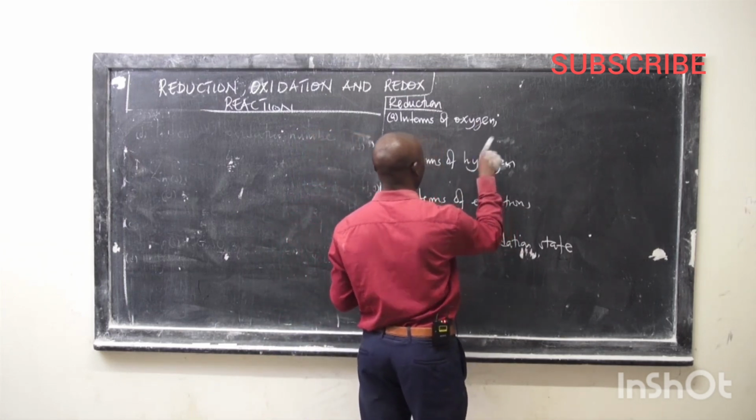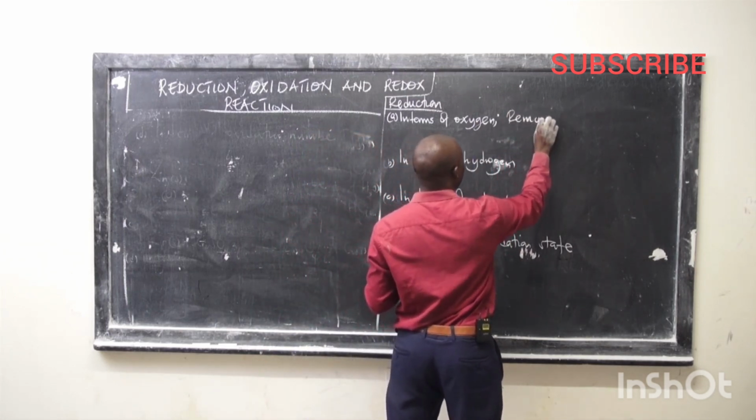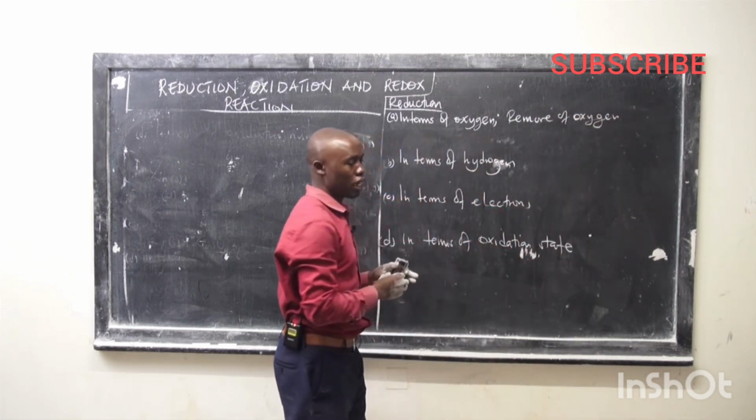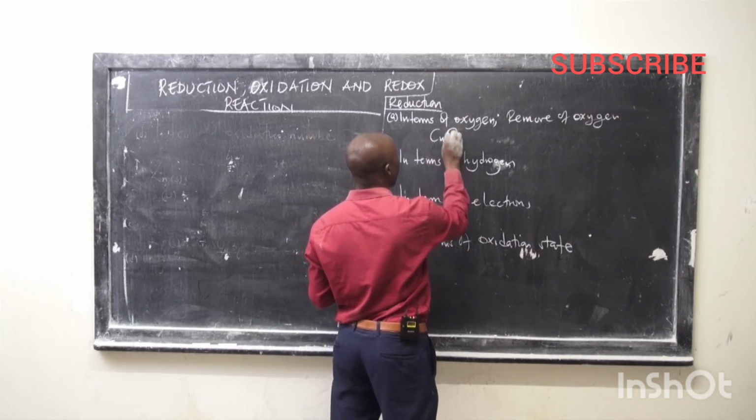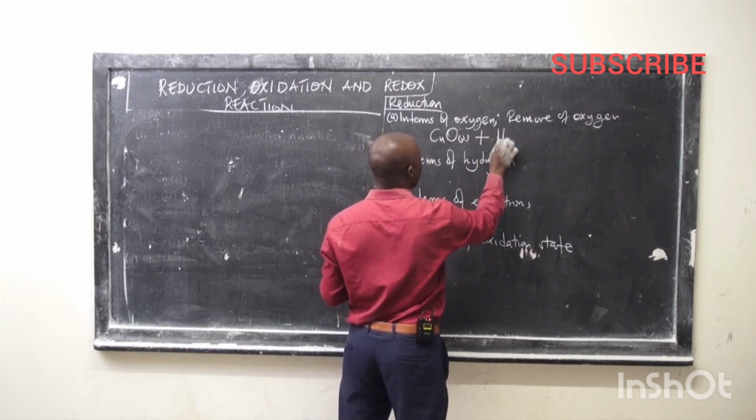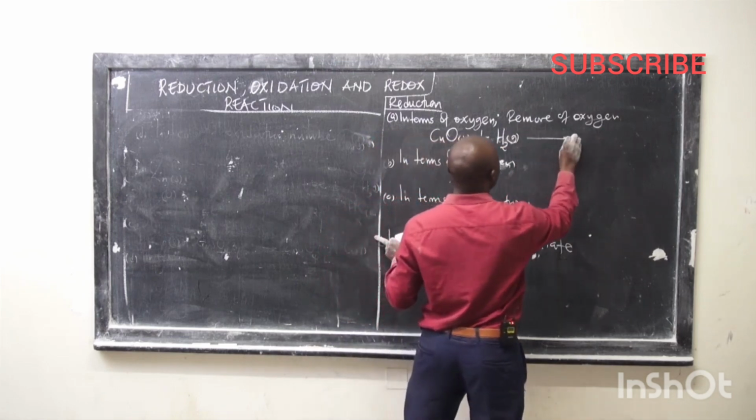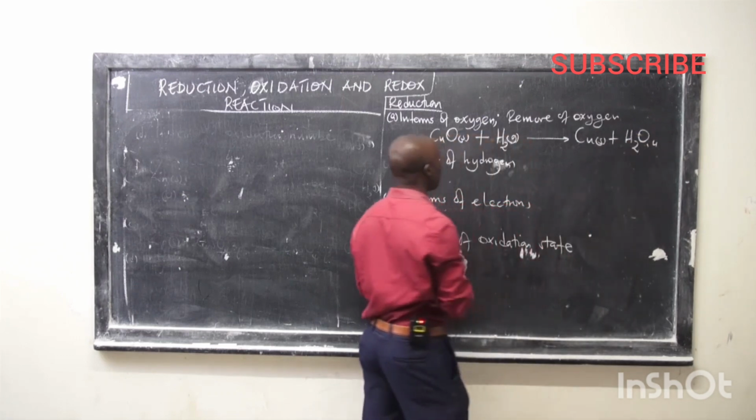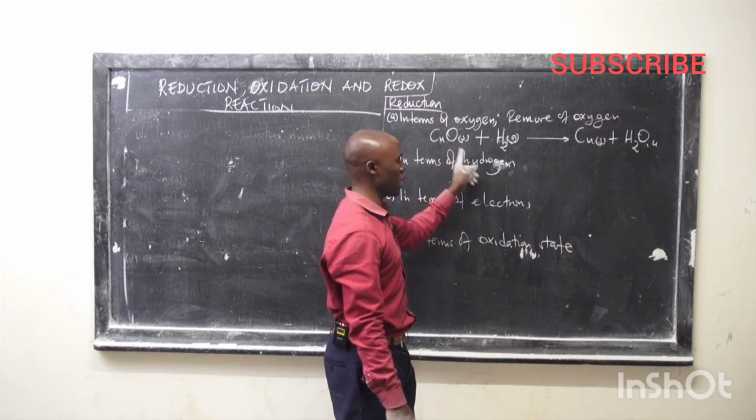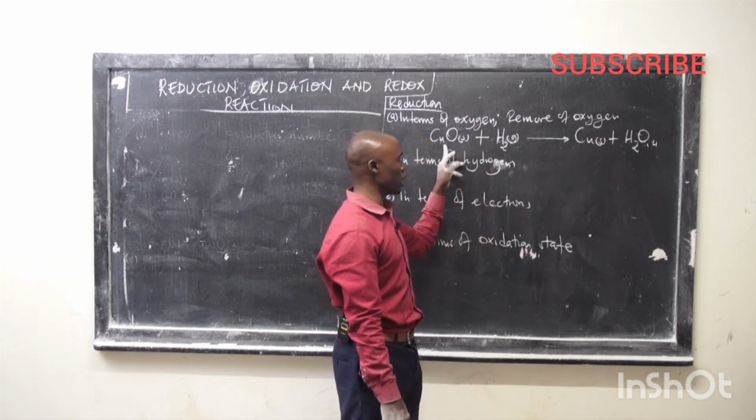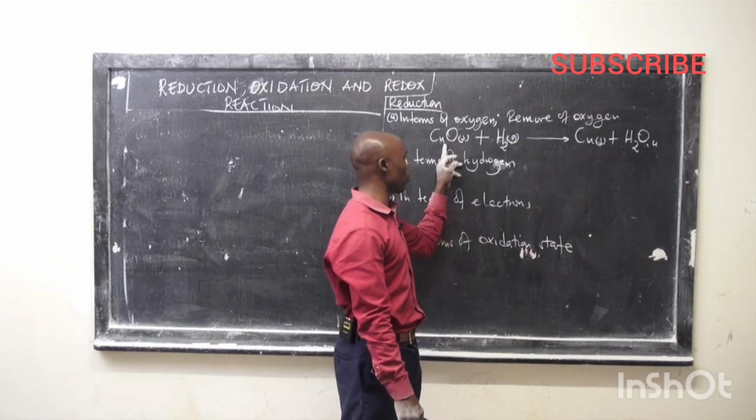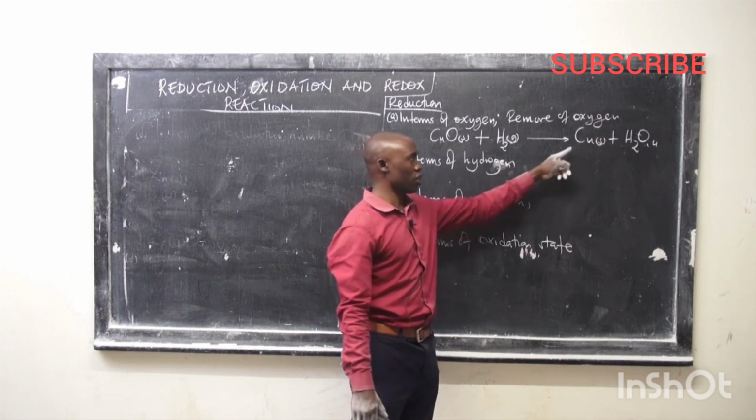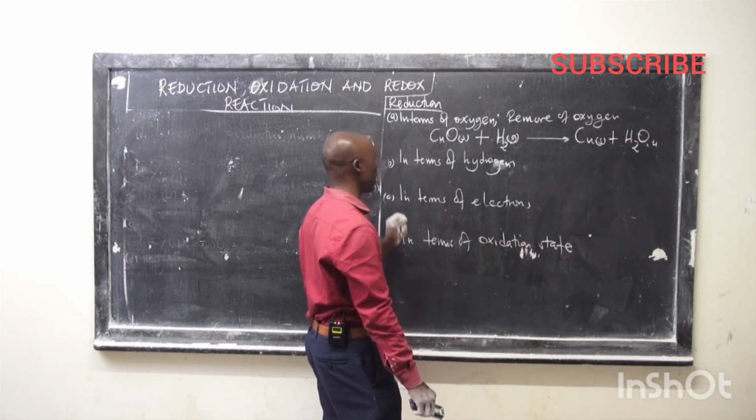So reduction is actually to remove oxygen. This is the removal of oxygen from an element or a substance. Let's look at an example here. A reaction between copper(II) oxide plus hydrogen gas gives us copper plus water. We realize that copper oxide here has lost oxygen and has become copper. So loss of oxygen is called reduction, and removal of oxygen is called reduction.